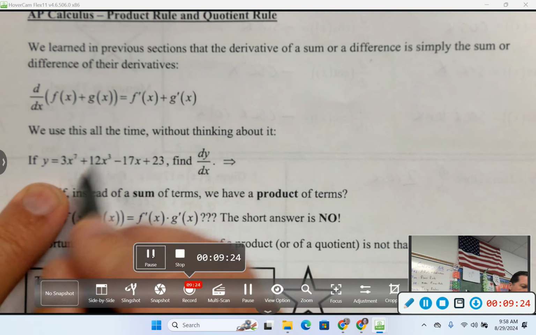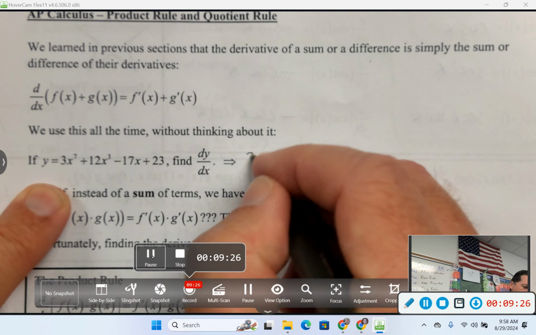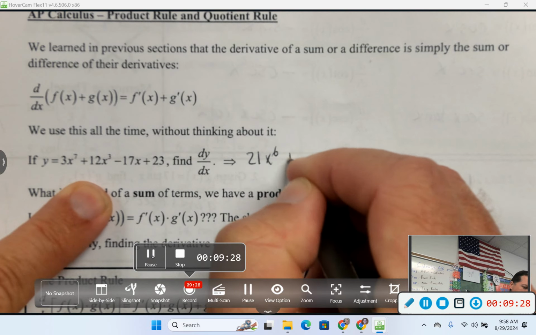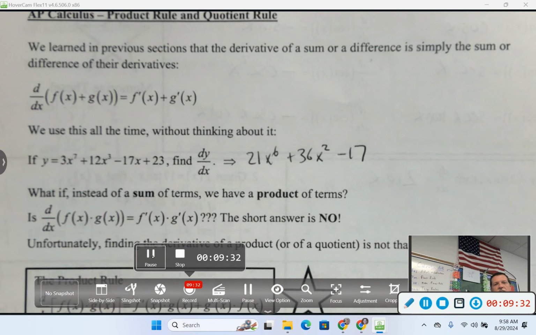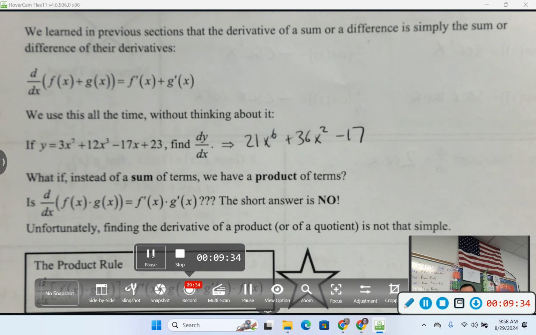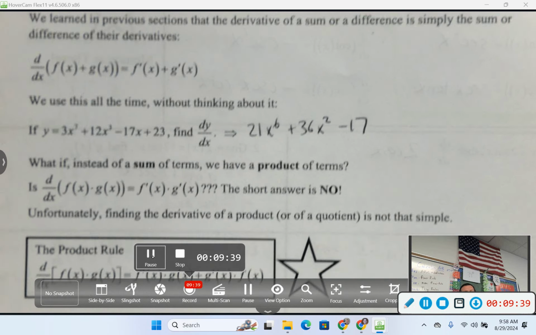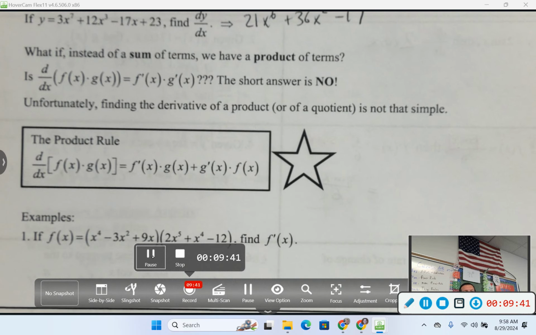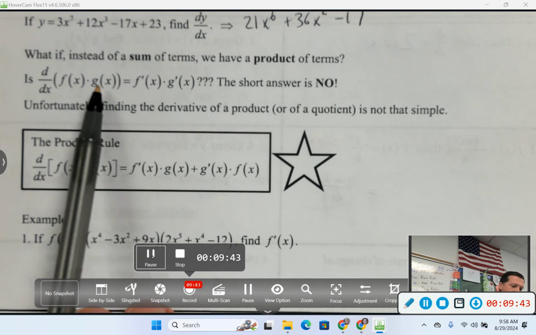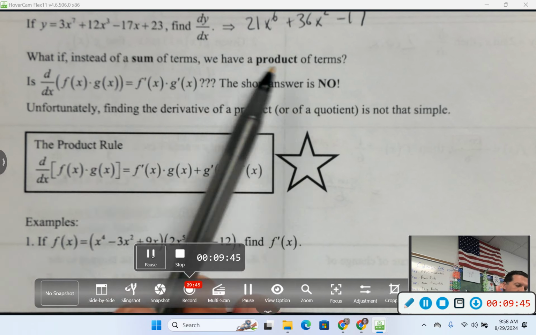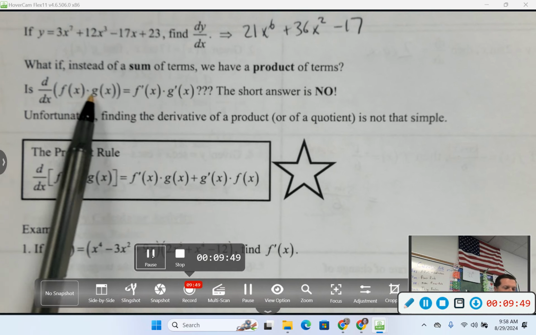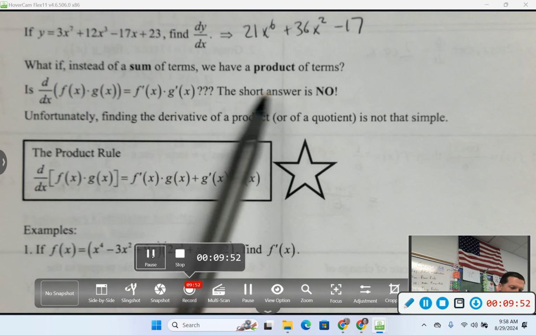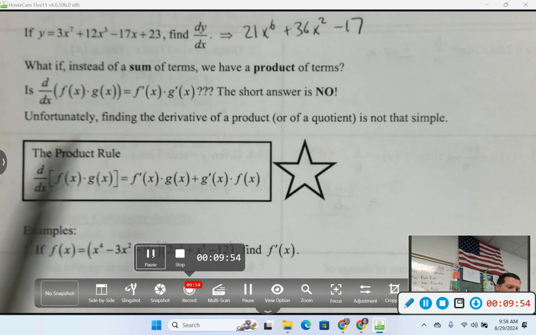Like you're not even thinking about that property when you find this derivative: 21x to the 6th plus 36x squared minus 17. You use that property without even thinking about it, because it's a property that makes sense, which is nice. Now the trick is, if it would work for a sum, will it work for a product? It works when we're adding, but the short answer is no, it does not work for a product.